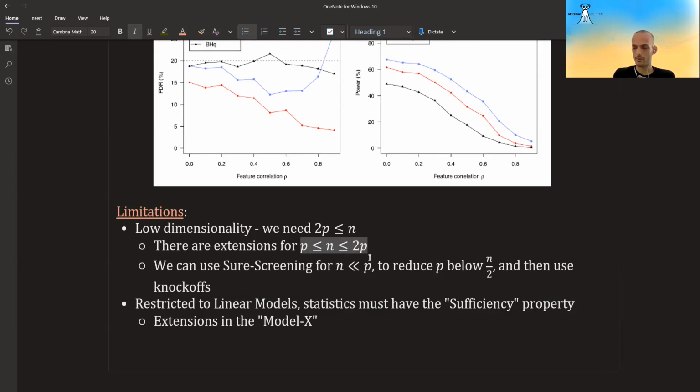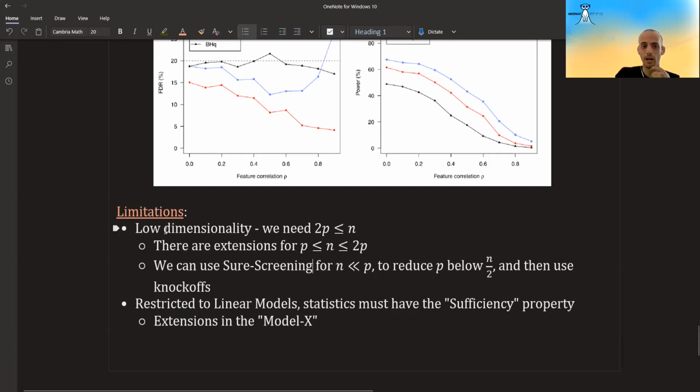They do it in the original paper. I won't go into detail. In another paper, they also offered using sure independence screening when p is much greater than n, or just greater than n, and you reduce the p to some subset that is less than n divided by 2. And once you have this, then you can use the knockoffs.